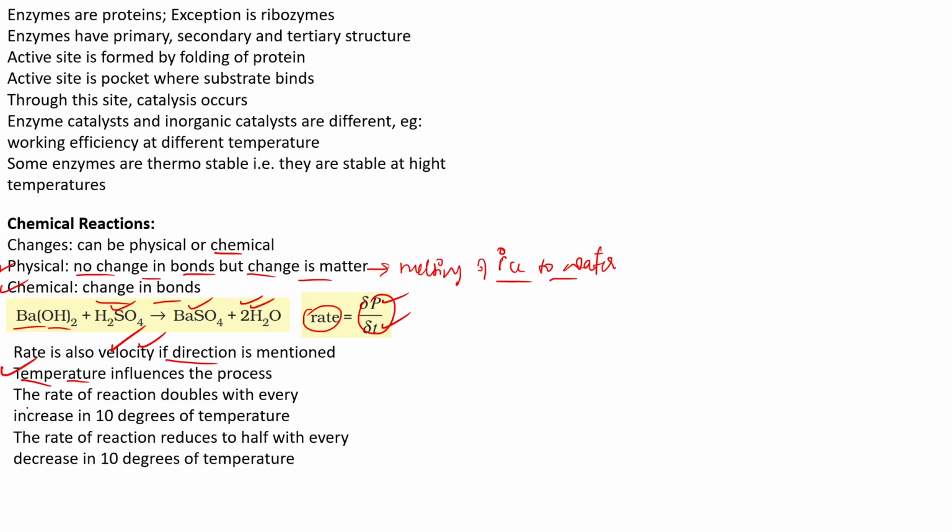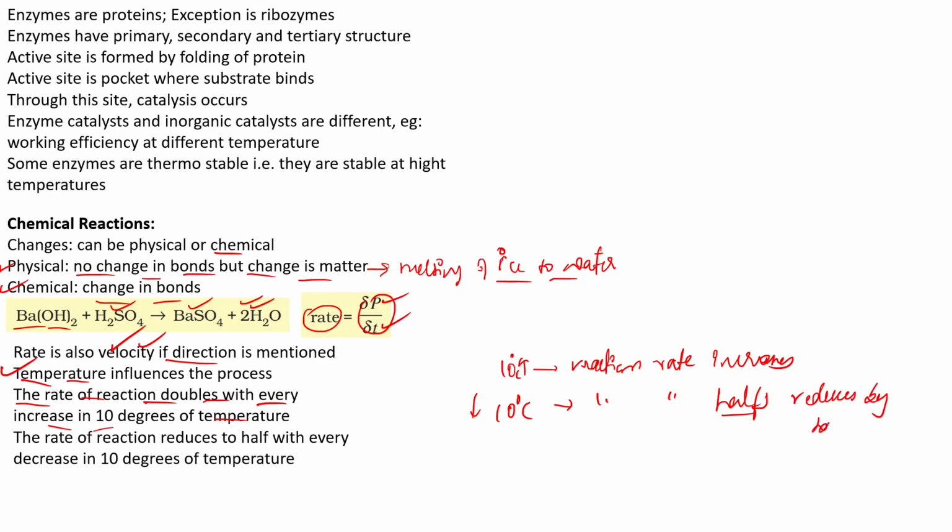We have mentioned it here that the rate of reaction can double with every 10 degree increase in temperature. So if I increase the temperature by around 10 degrees Celsius, the reaction rate increases. If I decrease the temperature by around 10 degrees Celsius, the reaction rate halves, reduces by half. This is what we mean by the general rule of thumb regarding the rate at which reactions go.